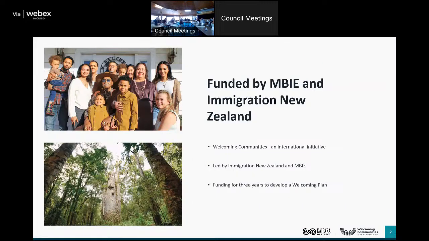So to give a quick bit of background and context, Welcoming Communities is led by Immigration New Zealand and MBIE, and they've funded councils across New Zealand to develop a plan to ensure that newcomers to the district feel welcomed and settle into their communities. And to do that, they've provided funding for 3 years for a coordinator on a part-time basis to develop, implement and deliver a welcoming plan across the district.